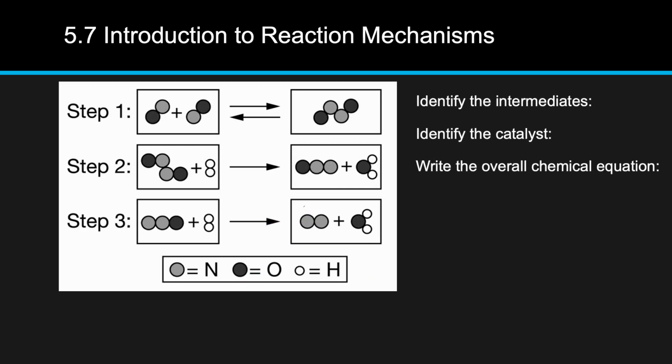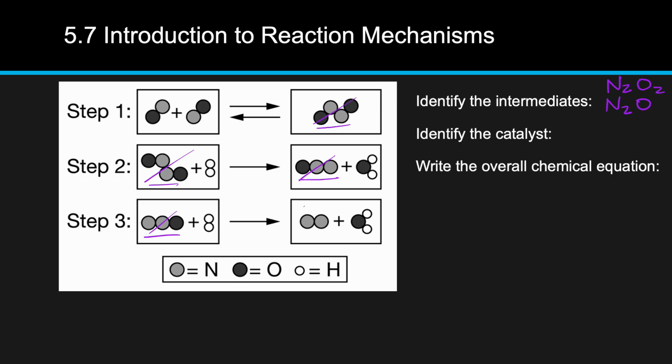All right, so here we have a 3-step mechanism. It first wants us to identify the intermediate. So looking at step 1, I can see that I create this molecule and then I consume it in the next reaction, and it does not appear anywhere else. So that would be one of my intermediates. And then I can also see in step 2 that this molecule was created and then it was consumed in step 3, and I see it nowhere else in the mechanism, so that is also an intermediate here.